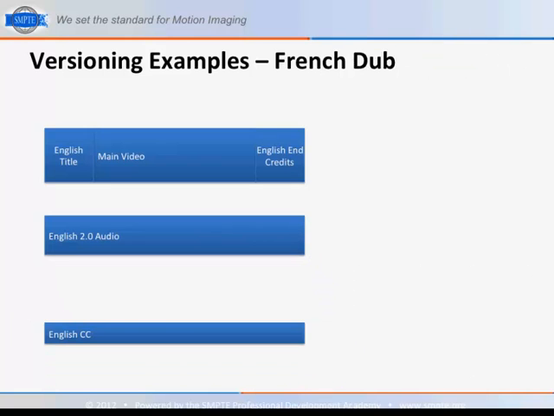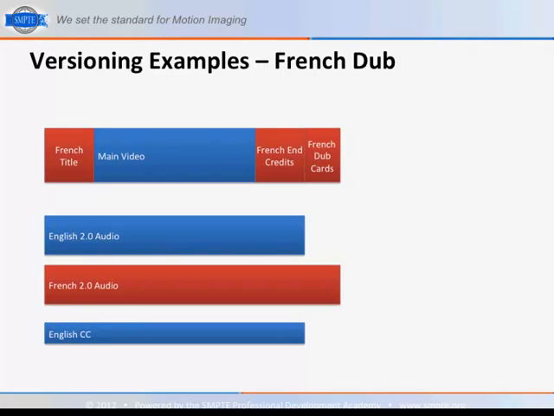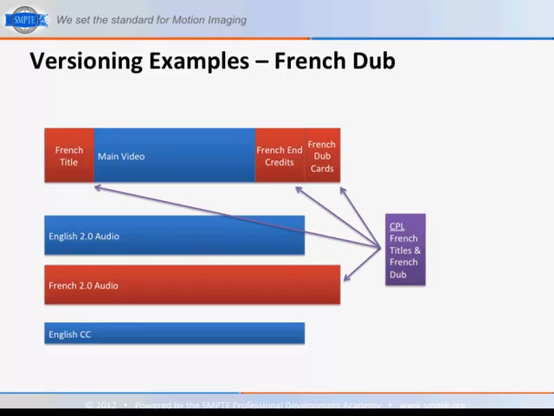So to give you something a little bit more complex, let's take a look at a French dubbed version of the movie. In that case, we might actually have a French title that's translated, and then also have some new French end credits on there. We would give credit to the French dialogue folks. So this would also make the movie a little bit longer, so there might be some extended music at the end. So we would have a new French audio track as well.